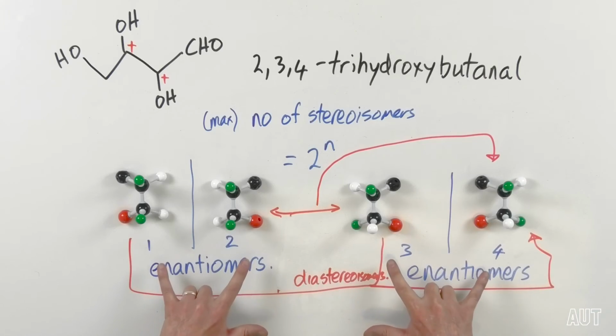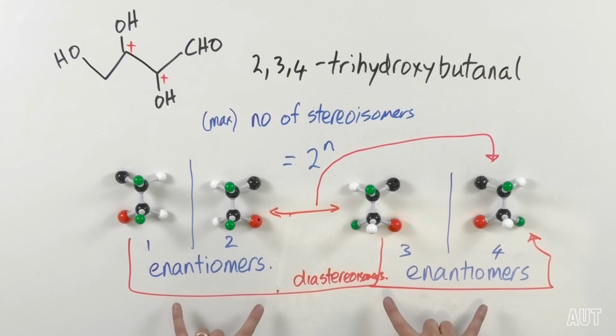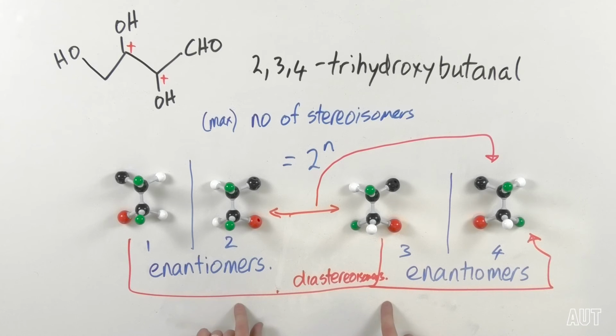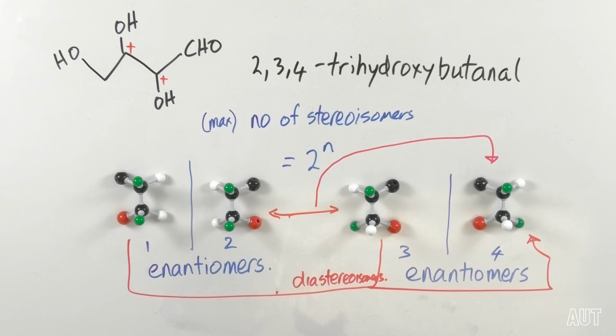So, of these 4 stereoisomers, 1 and 2 are enantiomers, 3 and 4 are enantiomers, 1 and 3, 1 and 4, 2 and 3, and 2 and 4 are all related as diastereoisomers. And there's your definition, essentially, of a diastereoisomer. That's what it means, okay? So, hopefully I haven't confused you too much with that.